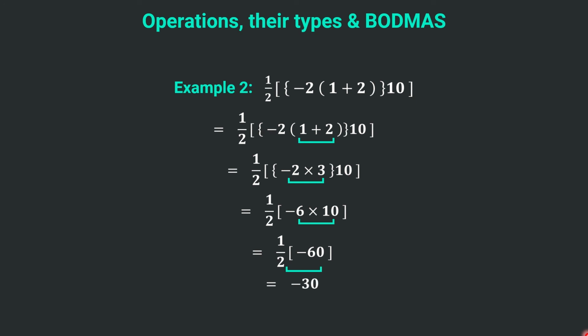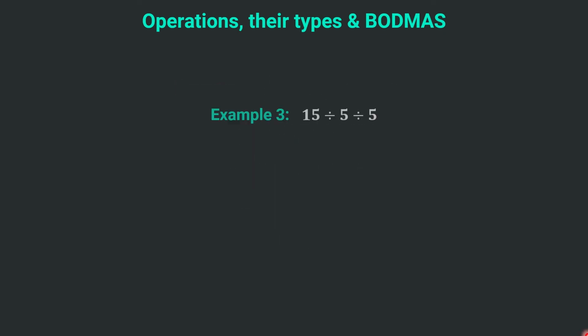Now there also comes a problem in which the same operations come simultaneously and we have to prioritize operations according to a rule. So what is that rule? We will see in our third example. So our third example is 15 divided by 5 divided by 5. So now according to the BODMAS rule, bracket comes before order, then order comes before division, then we have multiplication and addition, then subtraction. But what if we have the same type of operation simultaneously? So when such a case occurs, we will always perform from left to right. So that means the left division will be performed first, then the right division will be performed.